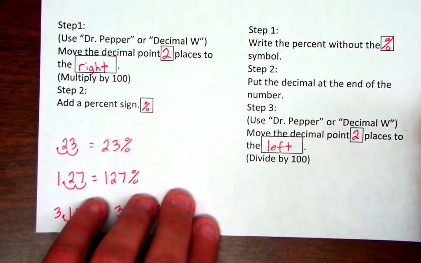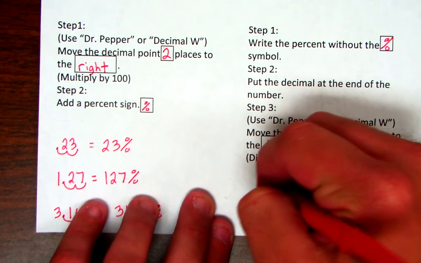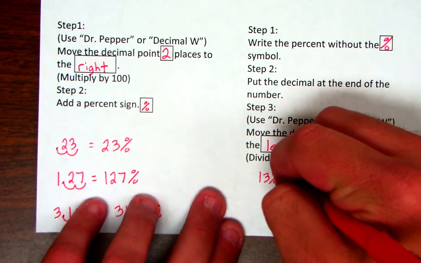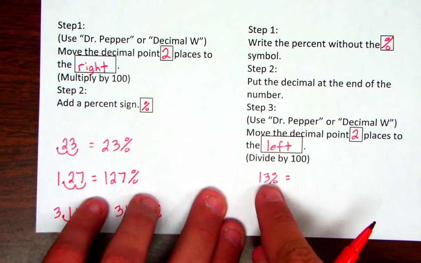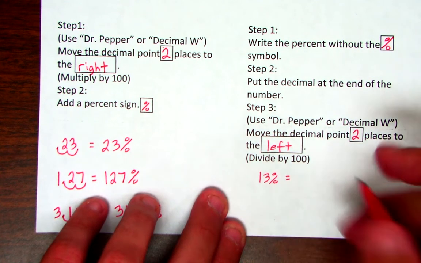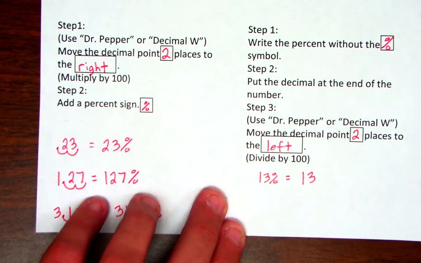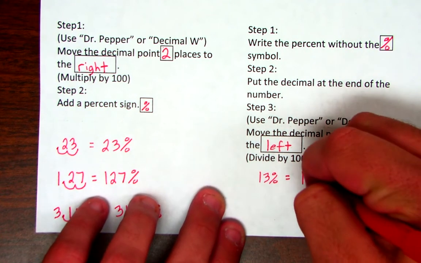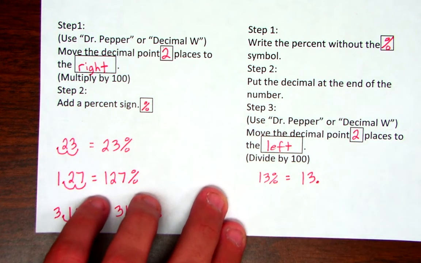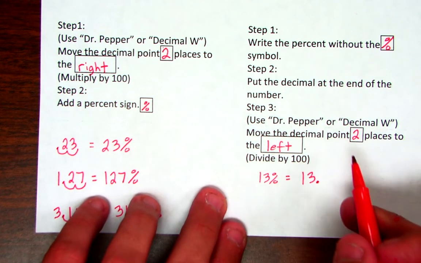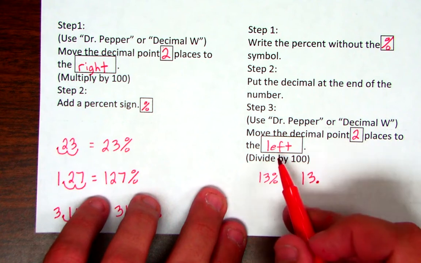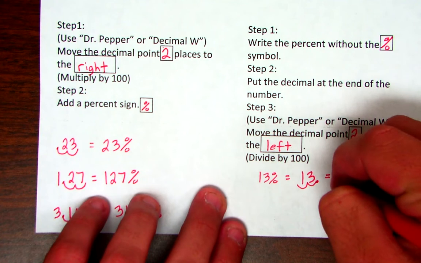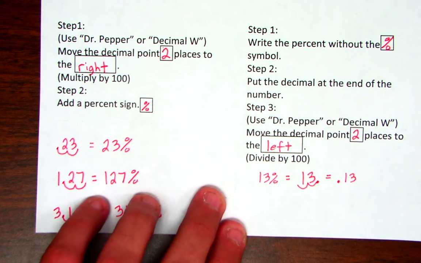So let's say I have 13%. Now I want to know what that is as a decimal. Well, the first step to do is to get rid of that percent sign. Second step, if you don't have a decimal, you put it at the very end. Step 3 is to move the decimal 2 places to the left. 1, 2. So your decimal would be 0.13.